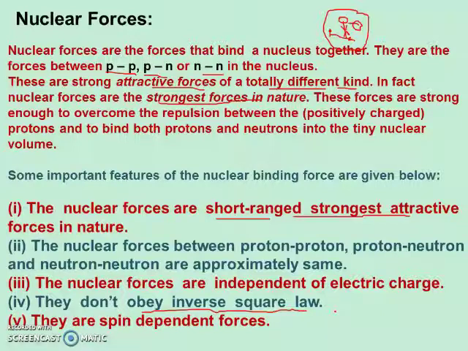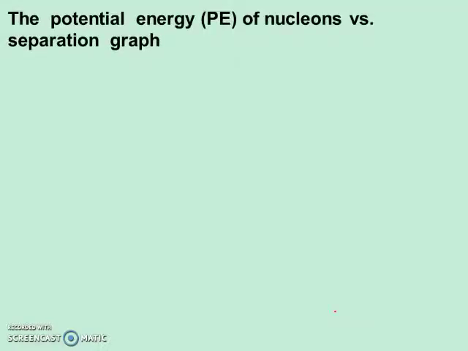In a pair of protons, one is rotating anti-clockwise and another one is clockwise. So it depends on the spin of the particles. Particles means nucleons.